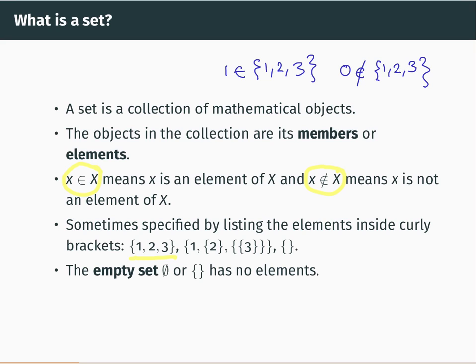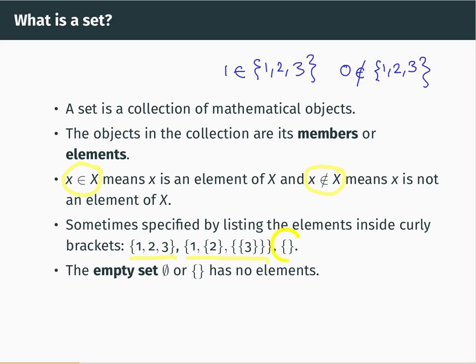Some further examples of sets specified in this way are this, which is the set whose elements are 1, the set containing 2, and the set containing 3. We don't restrict the mathematical objects which can be elements of sets. They can be numbers, they can be sets themselves, they can be vectors or functions or matrices. There's no restriction on the kind of things which we allow as elements of our sets.